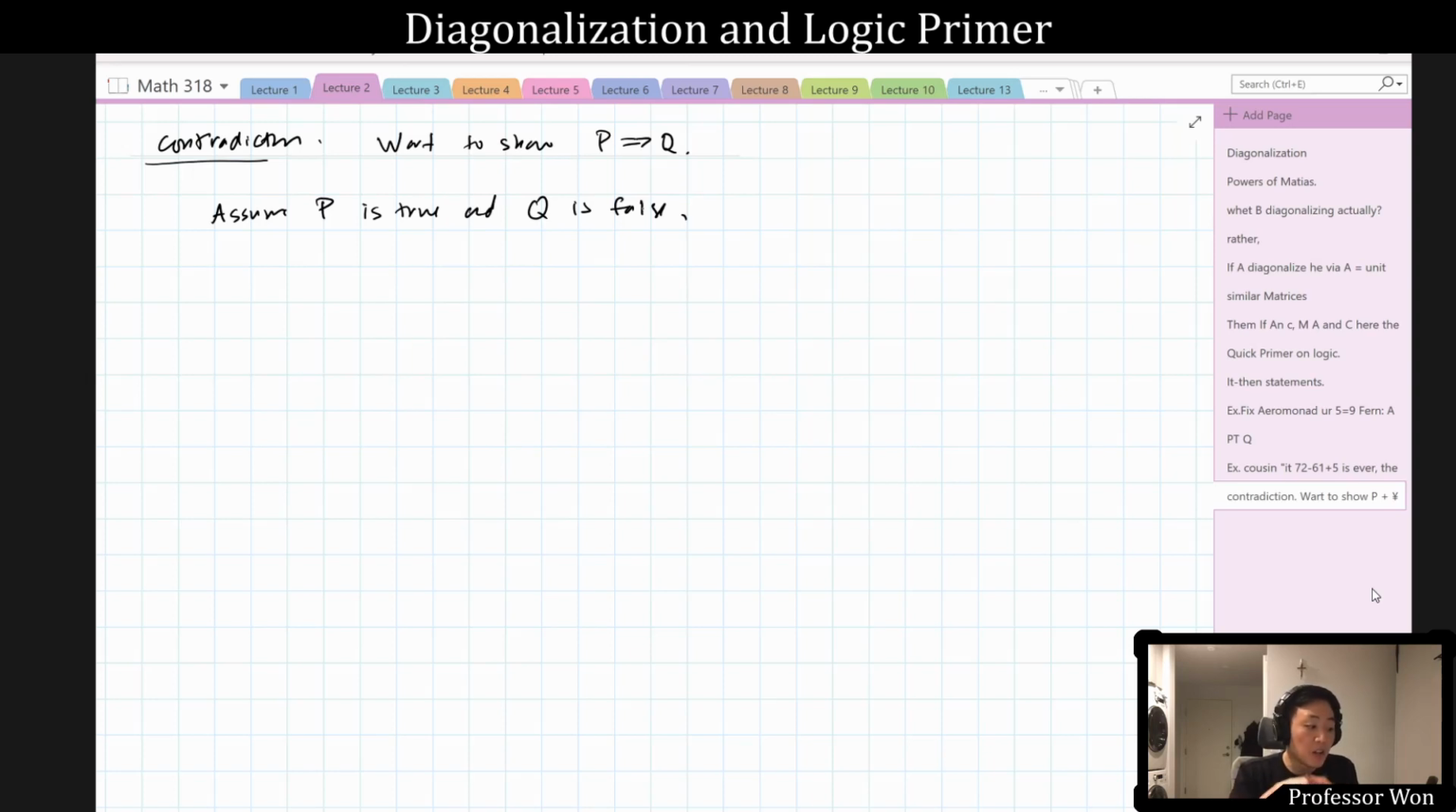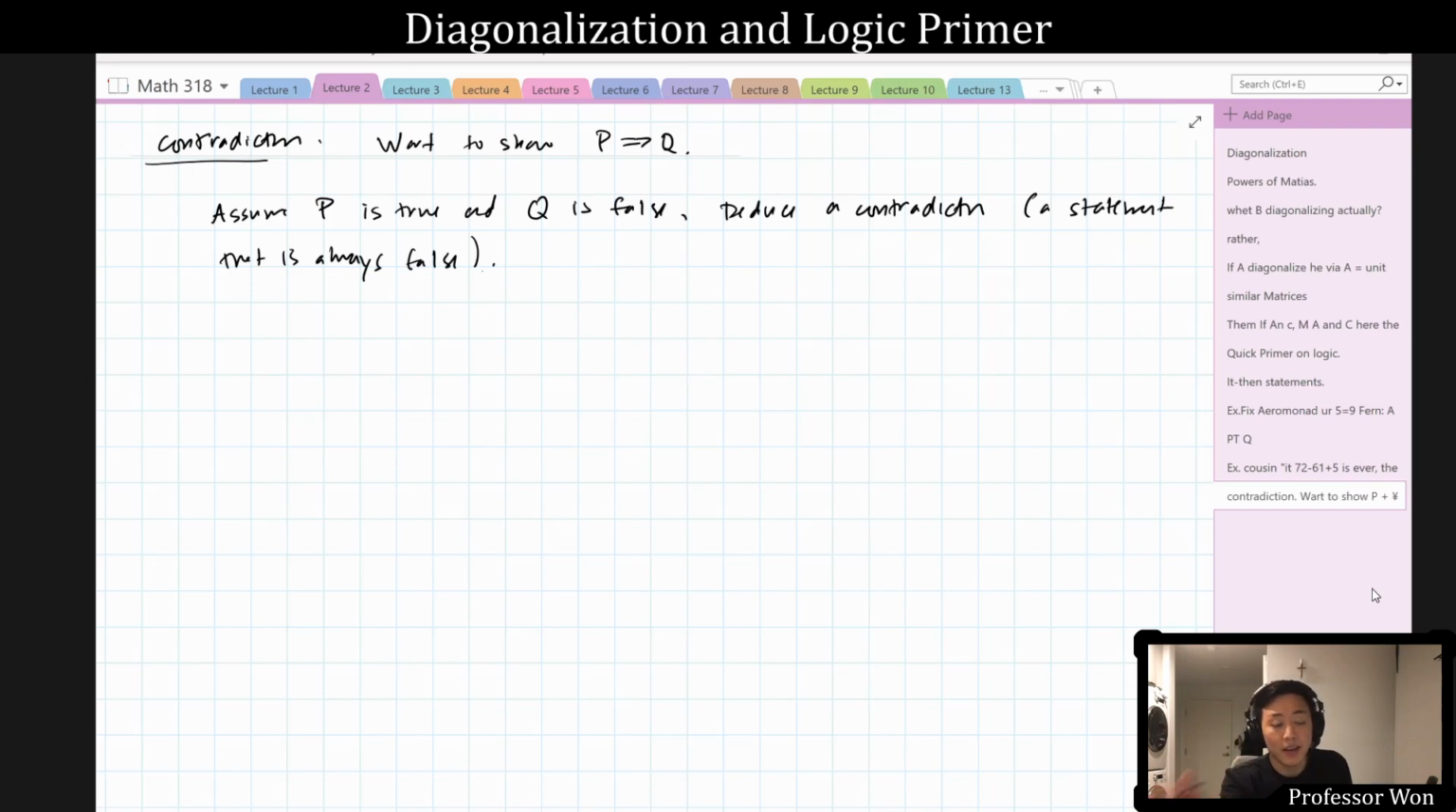And then if you conclude a contradiction, in other words, a statement that's always false, then your assumption must have been false. So then you deduce a contradiction, in other words, a statement that is always false. And since you assumed P was true and Q is false, and you deduced something that's always false, it must mean that what you assumed can never happen. In other words, it can never happen that P is true and Q is false, which is the same thing as saying if P is true, then Q has to be true.